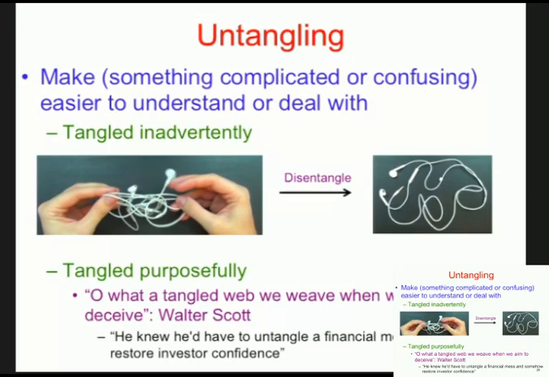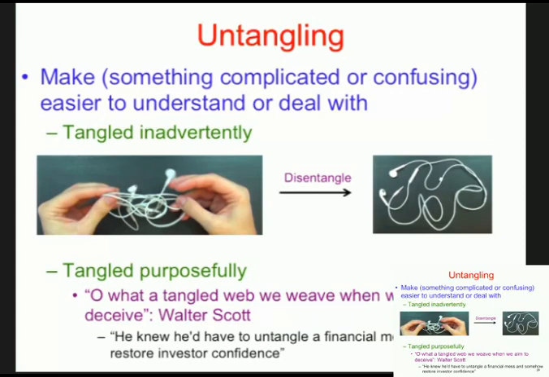All right. This is something we encounter all the time, untangling. You pull out your earphone from your pocket to listen to music, and it's all entangled. So what is untangling or disentanglement? Make something complicated or confusing easier to understand or deal with. So this is tangled inadvertently, and we want to disentangle it so that we can connect it to our phone and our ear, right?